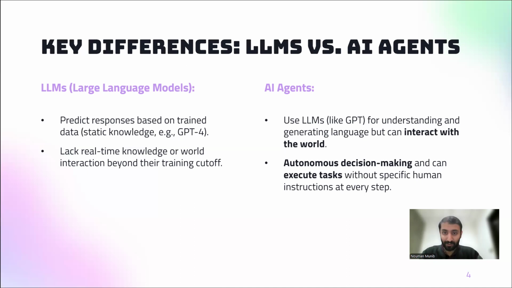And we will see how basically. And then the autonomous decision making, and can execute tasks without specific human instructions at every step. So take an example, for example, an oral example. Consider there are two waiters in a restaurant and a customer is there. The waiter A is the LLM and waiter B is an AI agent.